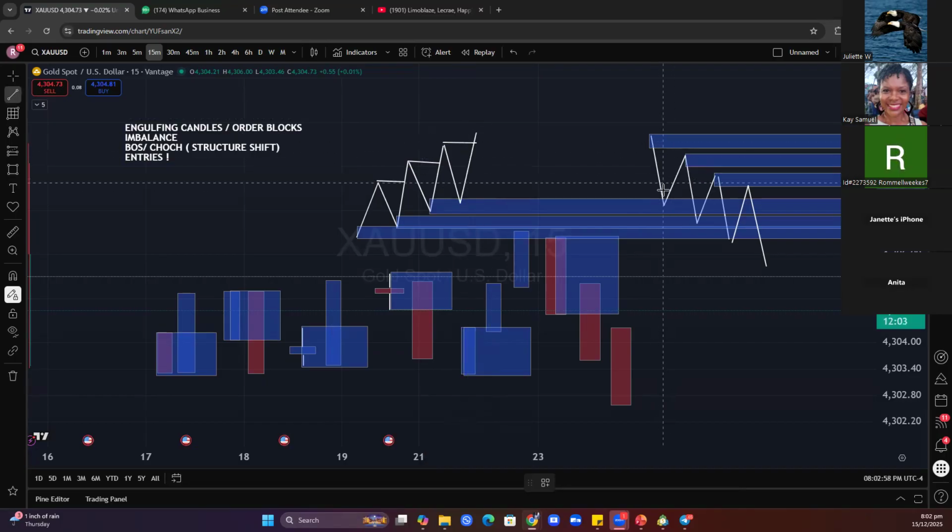Same thing here. Price pushes down, and when price breaks, that's your break of structure.